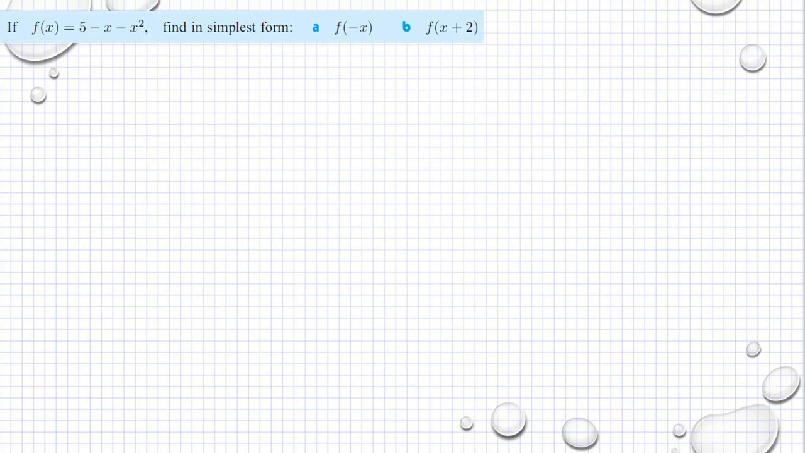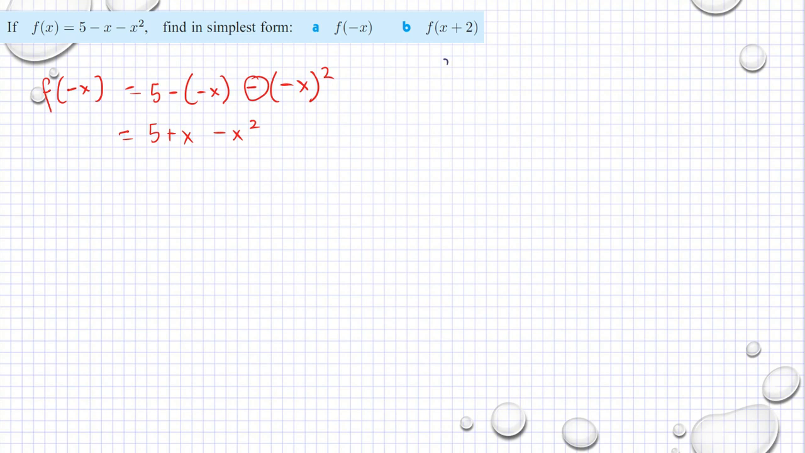Okay, let's take a look at another. Then we have, find in simplest form, f of negative x. It is equal to 5 minus x, where x is negative x, subtracted by negative x squared. Simplifying, we have 5 plus x minus x squared, because negative x squared is positive, and then we have another subtraction there, that is why minus x squared.